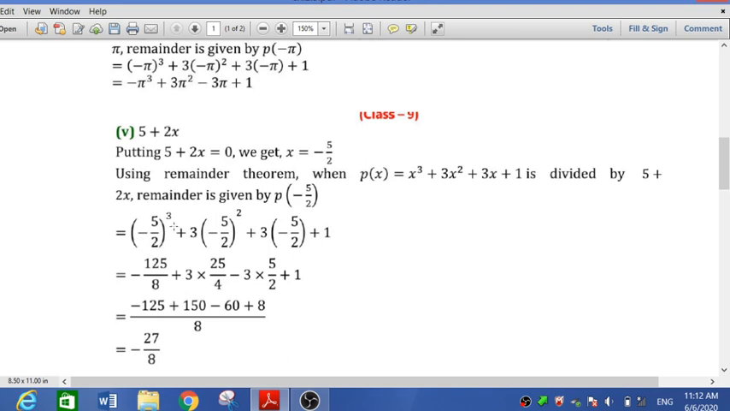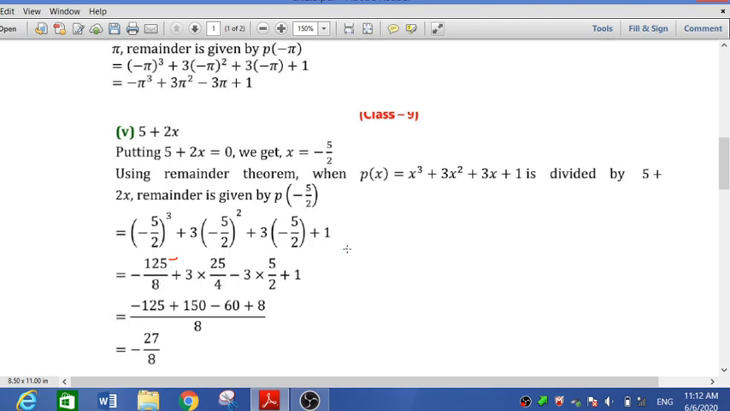So minus 5 by 2 to the power 3, minus 5 by 2 to the power 2, minus 5 by 2. Now minus 5 by 2 to the power 3: 5 cube is 125, 2 cube is 8. So the first step is correct. Second, 5 squared is 25, 2 squared is 4. In the third term, minus 5, so 3 times 5 is 15 by 2. So minus 15 by 2, here 75 by 4 and minus 125 by 8.